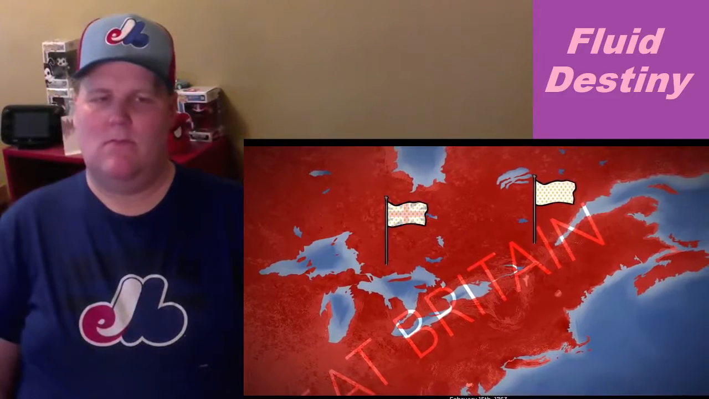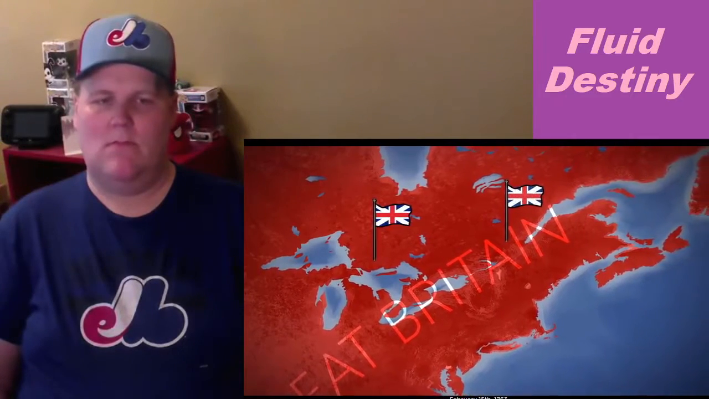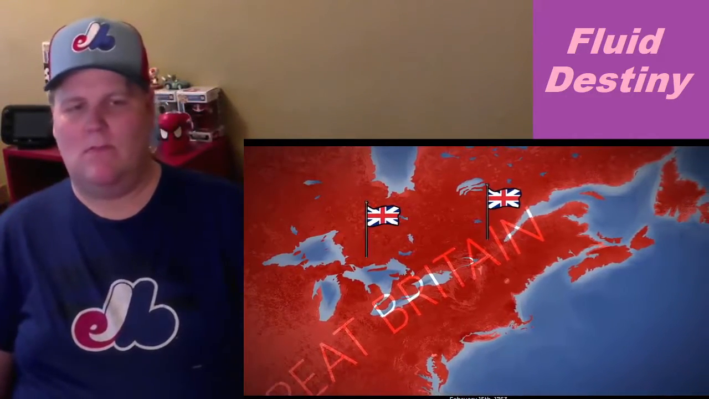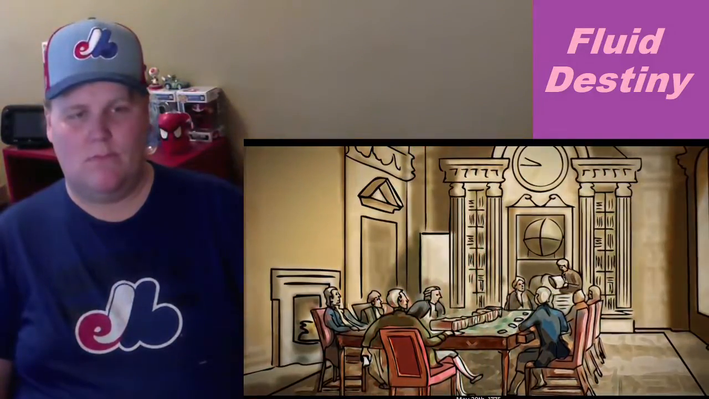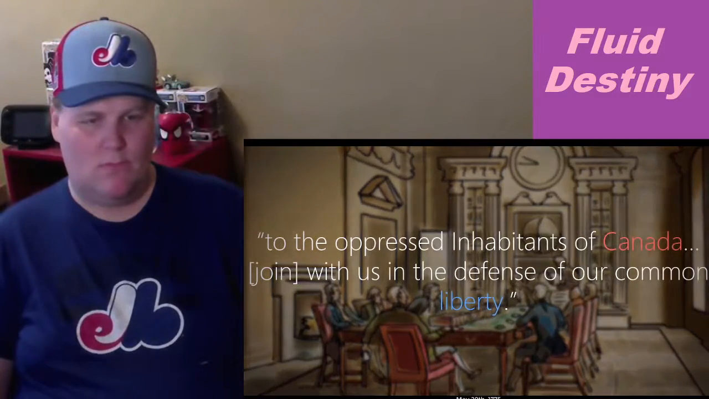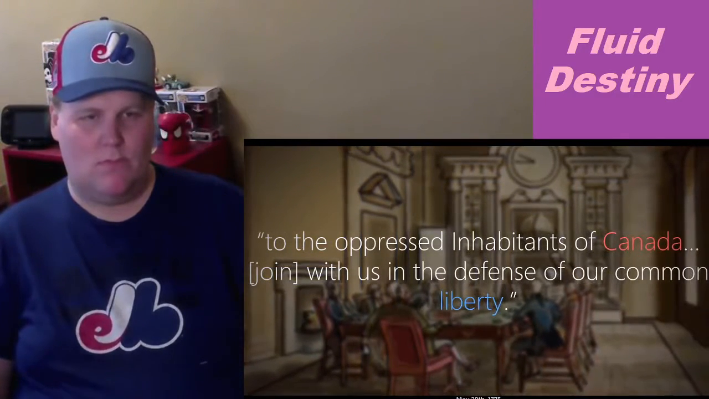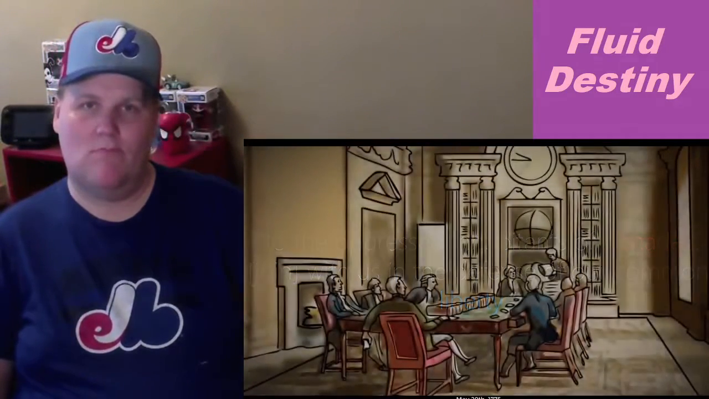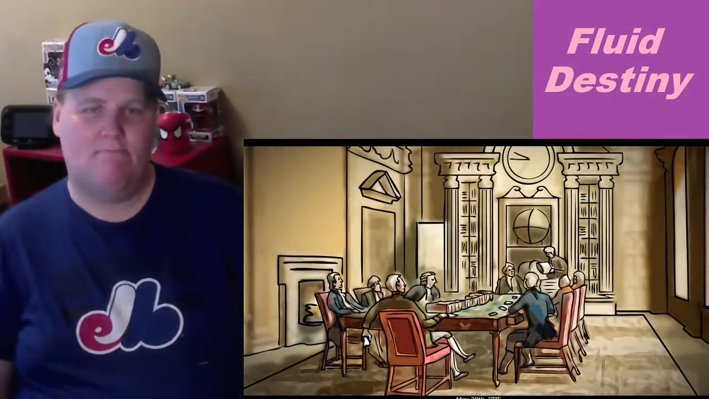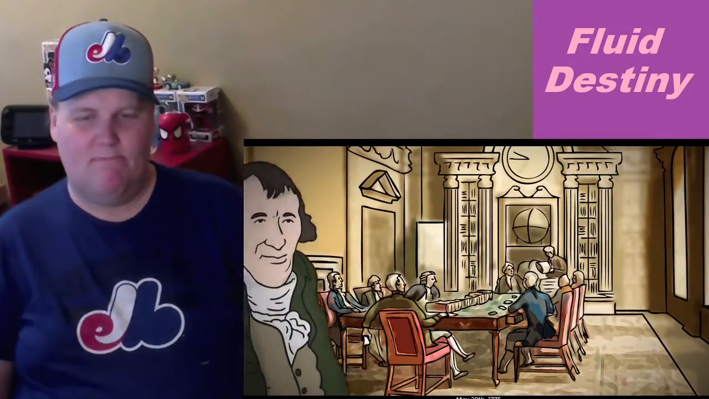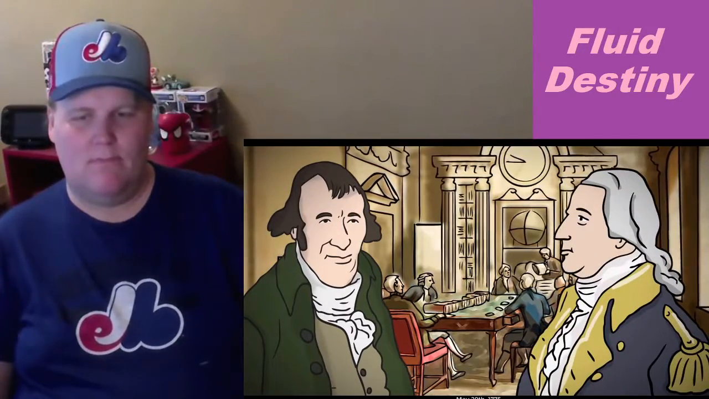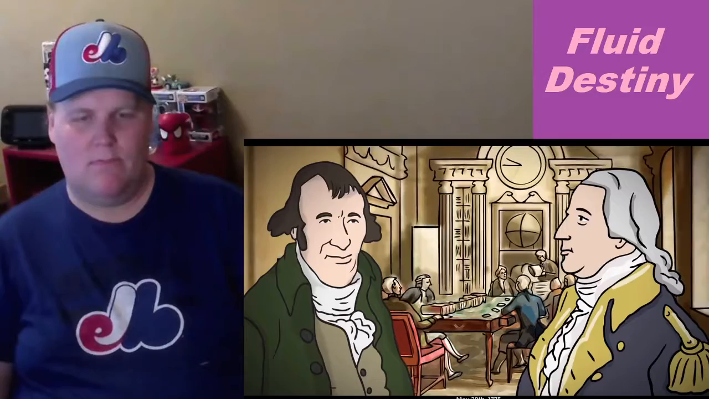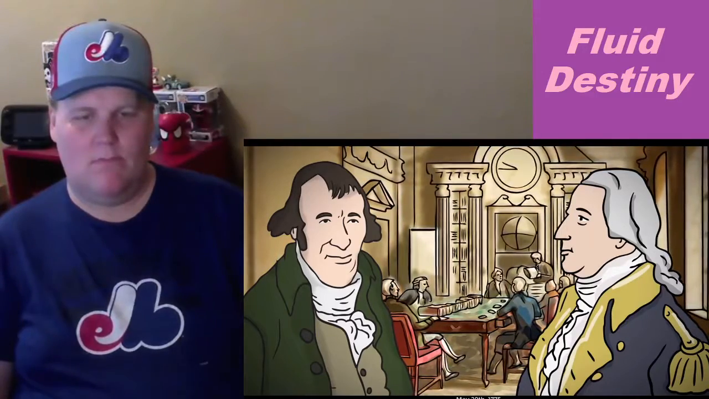Because of the French-Canadians' dubious loyalties, the American Continental Congress sent a letter as early as May 29, 1775, writing the following: "To the oppressed inhabitants of Canada, join with us in the defense of our common liberty." They were flatly ignored. Just when Congress had all but given up, Ethan Allen and Benedict Arnold, the two commanders who had captured Fort Ticonderoga in northern New York, pleaded to the Congress to launch an invasion further north.